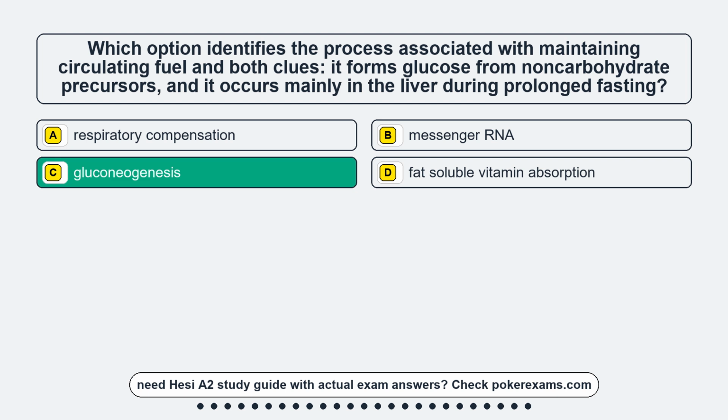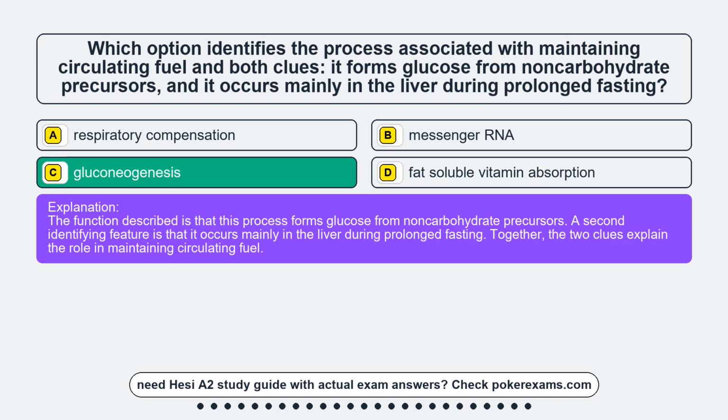The correct answer is option C, gluconeogenesis. The function described is that this process forms glucose from non-carbohydrate precursors. A second identifying feature is that it occurs mainly in the liver during prolonged fasting. Together, the two clues explain the role in maintaining circulating fuel.